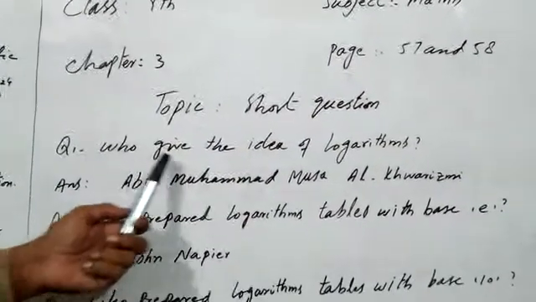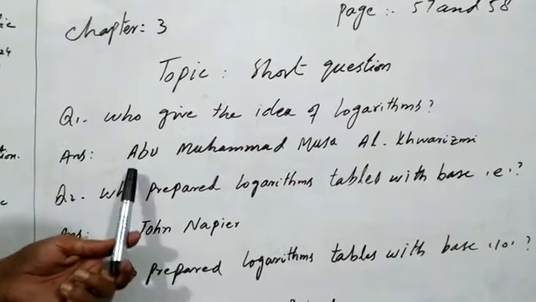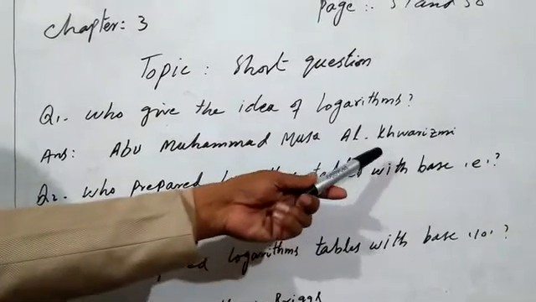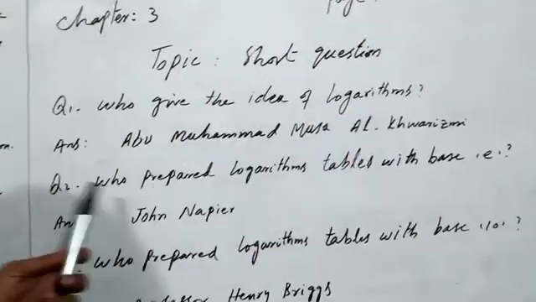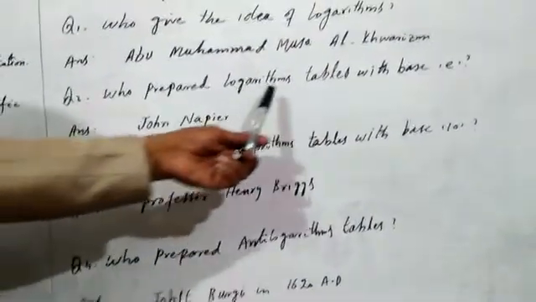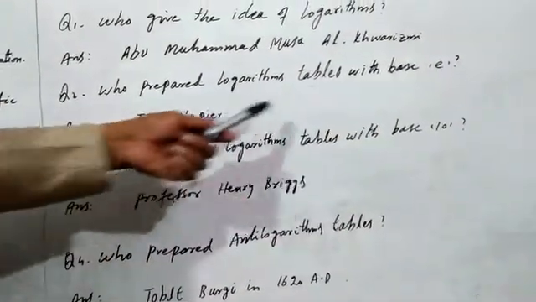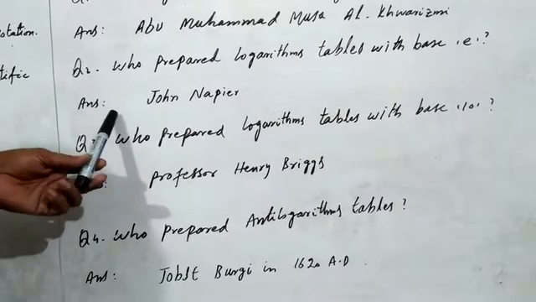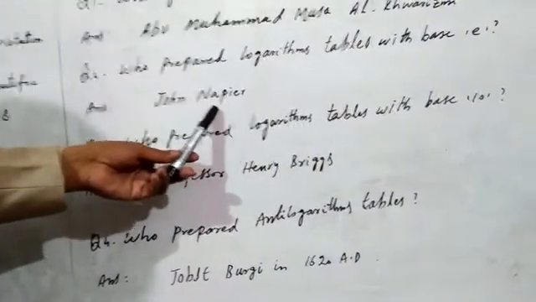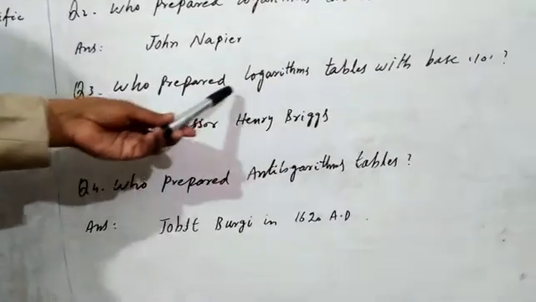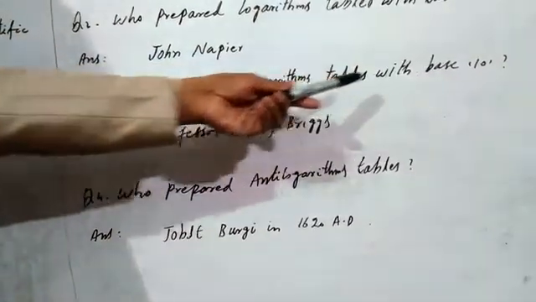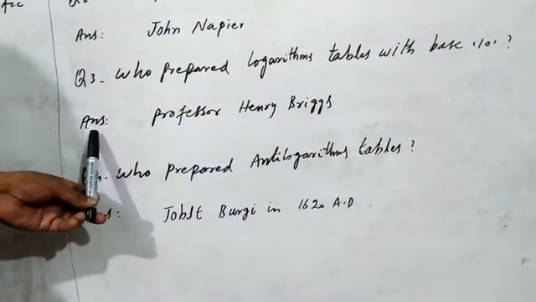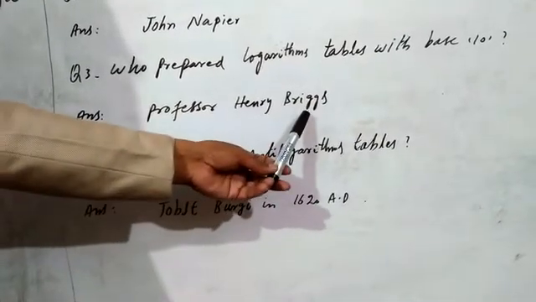Question number 1. Who gave the idea of logarithm? Abu Muhammad Musa Al-Khwarizmi gave the idea of logarithm. Question number 2. Who prepared logarithm table with base e, which is known as natural logarithm? This mathematician's name is John Napier. Question number 3. Who prepared logarithm table with base 10, which is known as common logarithm? Answer is Professor Henry Briggs.